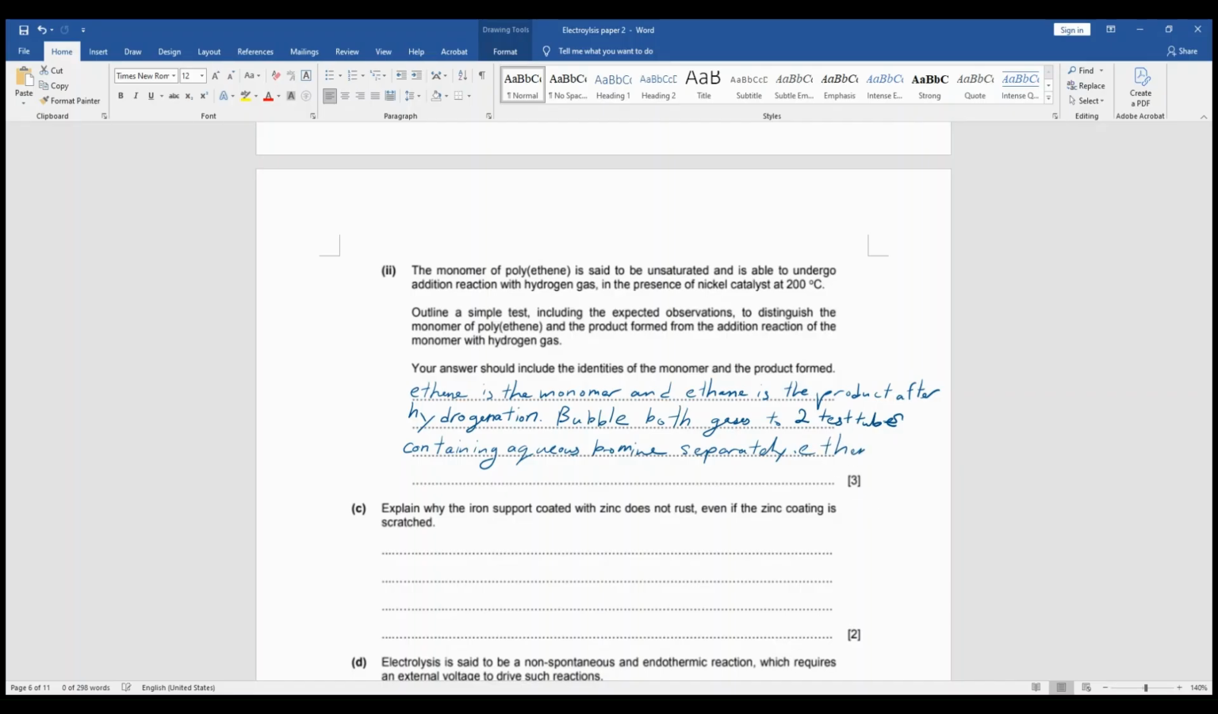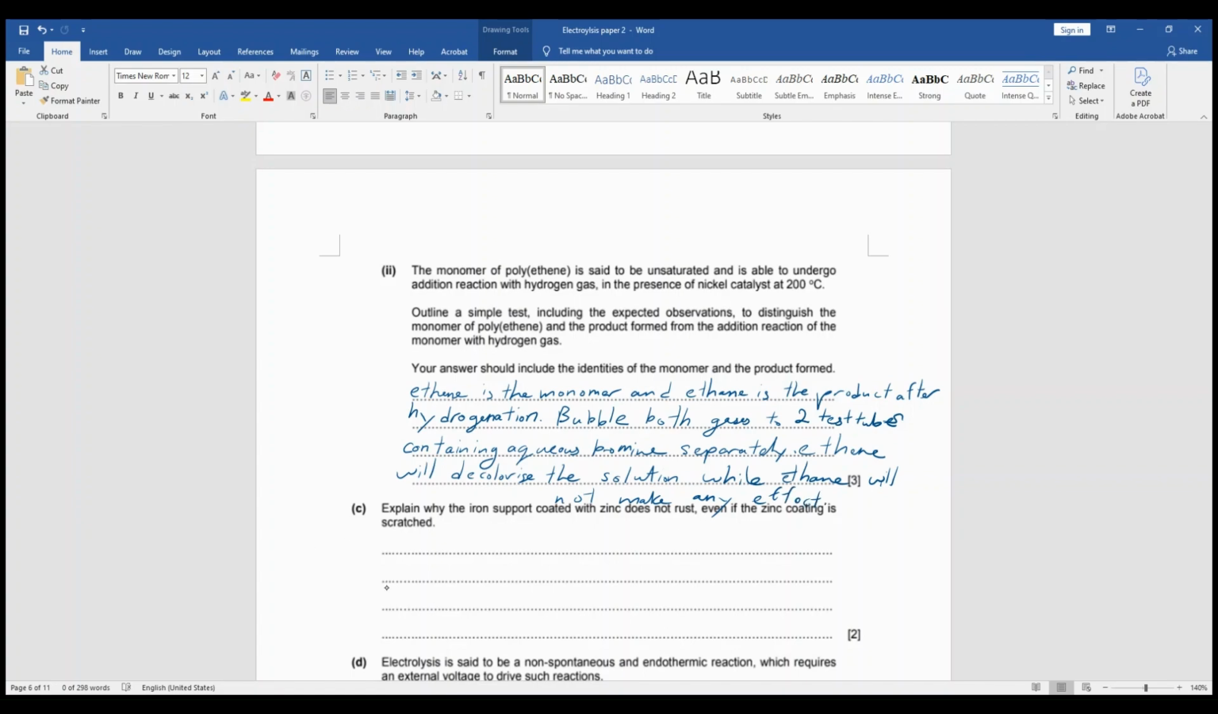Ethene will decolorize the content of the solution, while ethane will not have any effect.